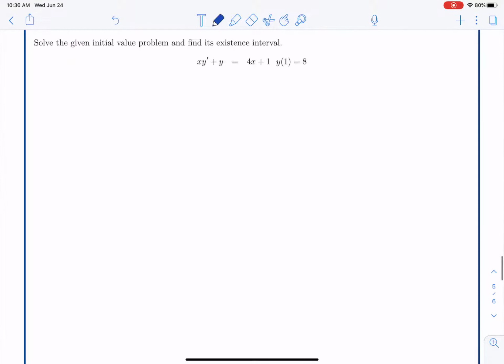So here we have an initial value problem, and this is a linear equation which is given right over here, and that is our initial condition. So we have xy prime plus y equals 4x plus 1. We want to bring it to our standard form, so we're going to divide by x.